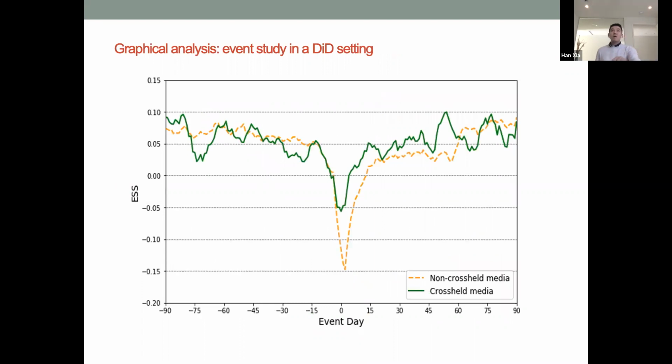Okay. Now, what we show here is the following. This is essentially an event study in the DID setting. That's our main approach for this paper. And again, on the x-axis, we see event times, and on the y-axis, we see this ESS measure that captures the news tone. A higher value of that measure means the tone is more favorable for the defendant, and a lower value means it's more negative.